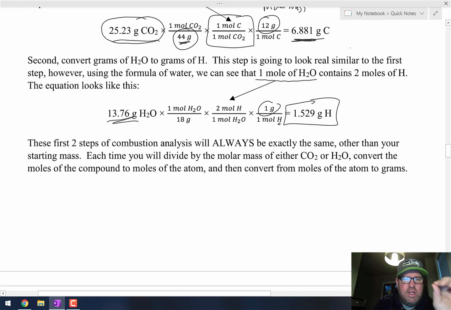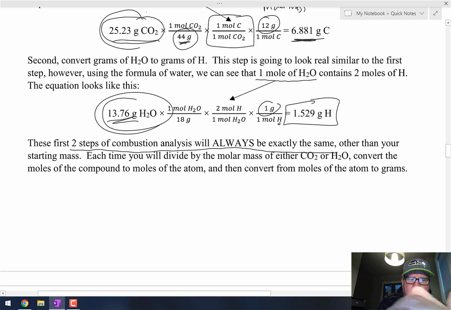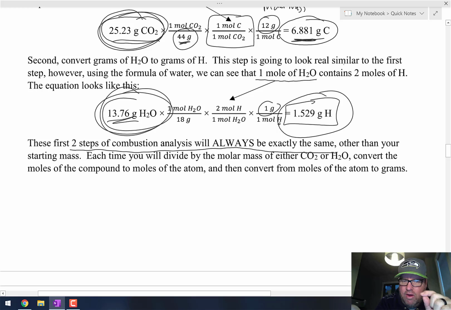Now, I'll tell you right now, anytime you do a combustion analysis problem, these first 2 steps will always be exactly the same. You're going to be starting with a different number here and here, but the process is exactly the same every single time. You're going to end up with grams of carbon and grams of hydrogen every single time.